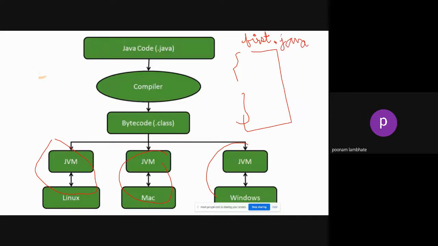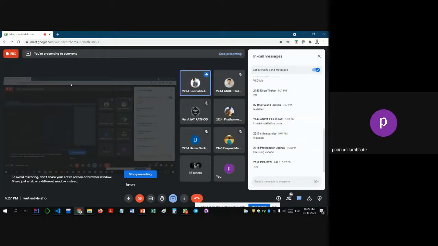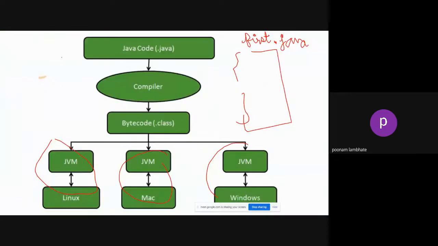For Python, can you tell me what the extension is? .py. Very good. For C programs, anyone? .c. Yes, correct. And for C++ programs? .cpp. Yes, excellent. So each program has its own extension for its file.